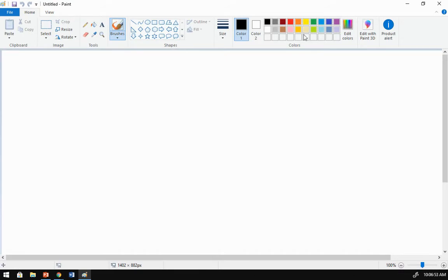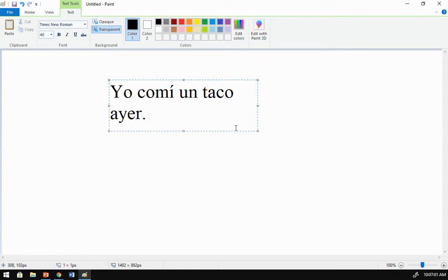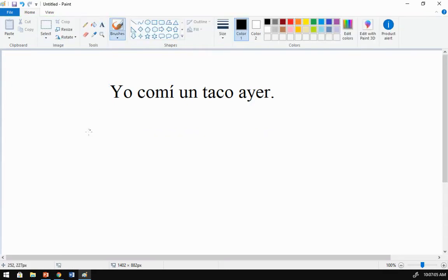I'm going to pull up Paint here. If I say ayer, let's say a sentence. Yo comí un taco ayer. So here is the time period, yesterday. Here's the start of yesterday. Here is the stop of yesterday. Because I've told you this, we know exactly when this time period started and stopped.